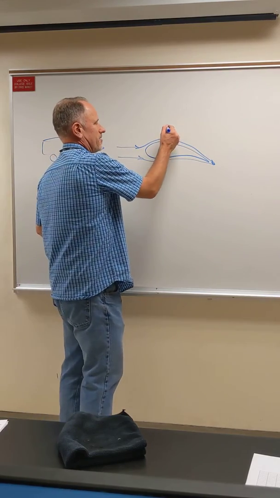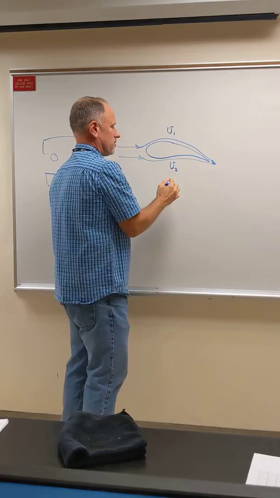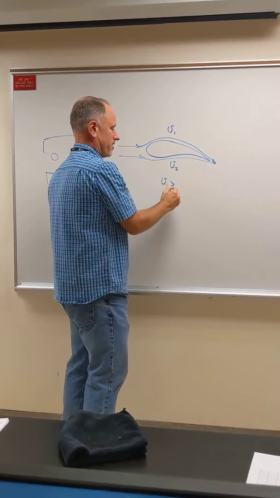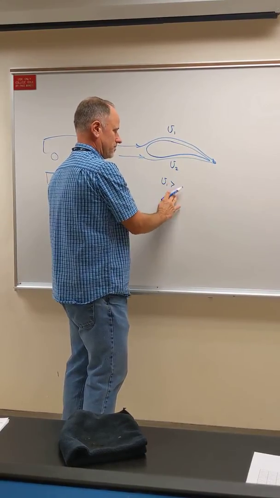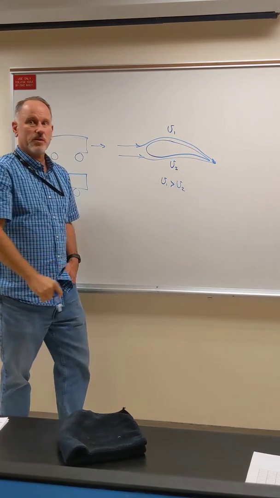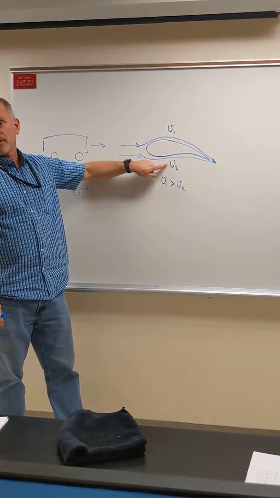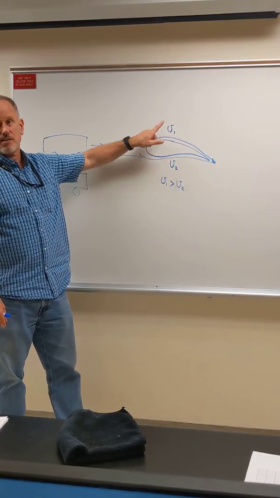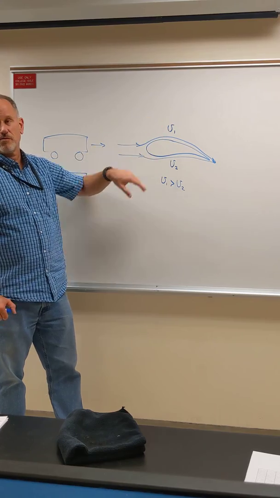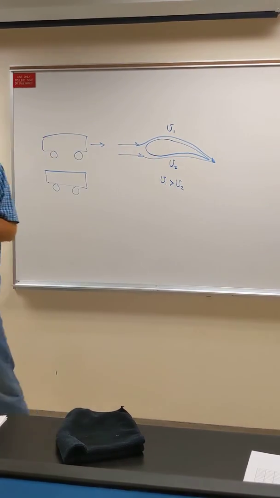So I'll call this V1, I'll call this V2. So V1 is greater than V2. If I have higher velocity, I have lower pressure than on the bottom. So if the bottom has higher pressure than the top, which way does the object want to move? Up. So it provides some lift to the wing.